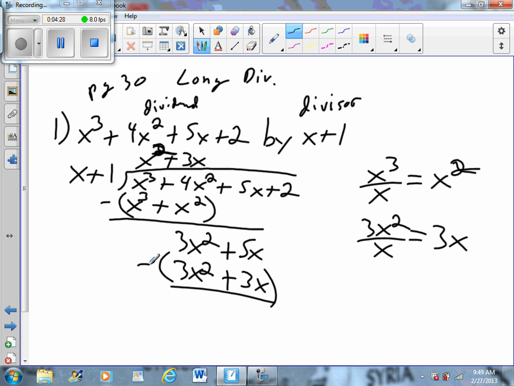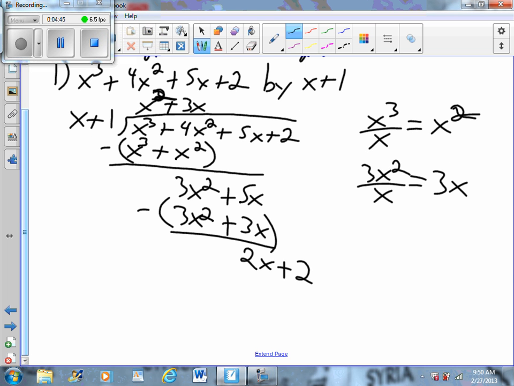Subtract. 3x squared minus 3x squared, again, they cancel. Subtract, this becomes a negative 3x with a positive 5x. 2x, right? And then bring down your 2. We're getting close to being done here. All right?